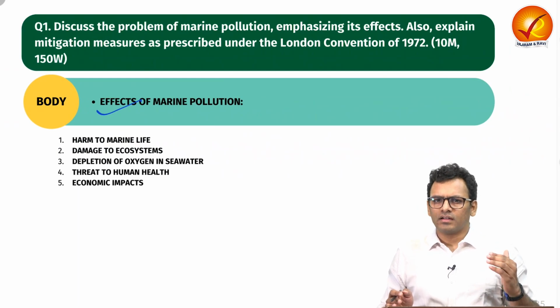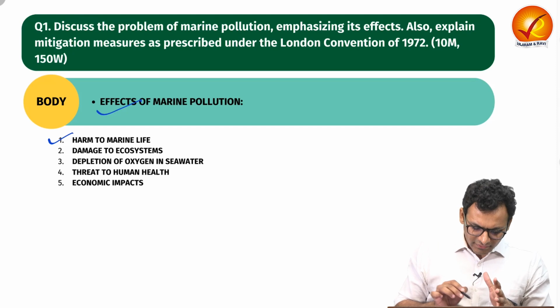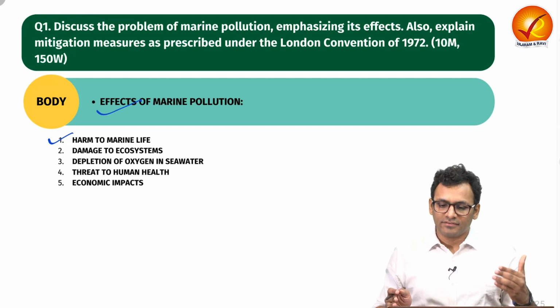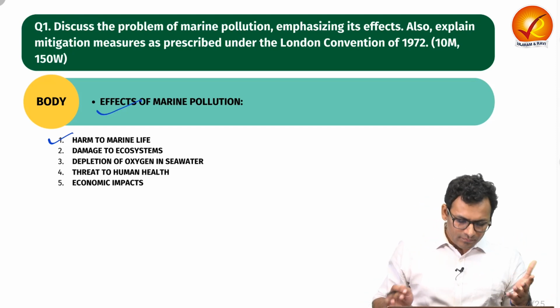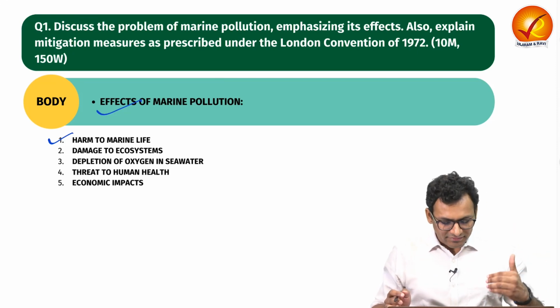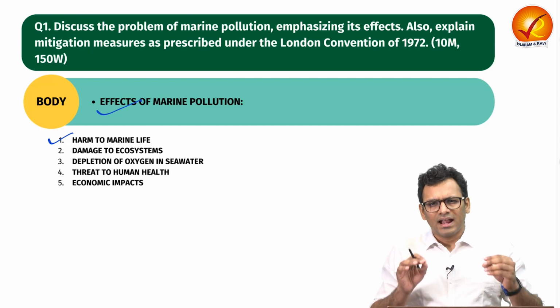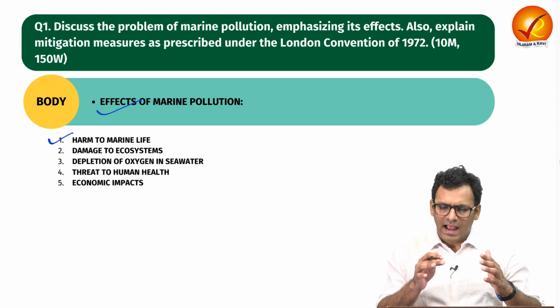Now let's see the very first body, which is the effects of marine pollution. You can enlist 4 to 5 points, expand them in 3 lines with certain examples. The very first is harm to marine life. We have witnessed how due to pollution related issues, marine life also gets affected because of pollution. We are witnessing coral bleaching, etc. These are the examples that you can add in your answer.